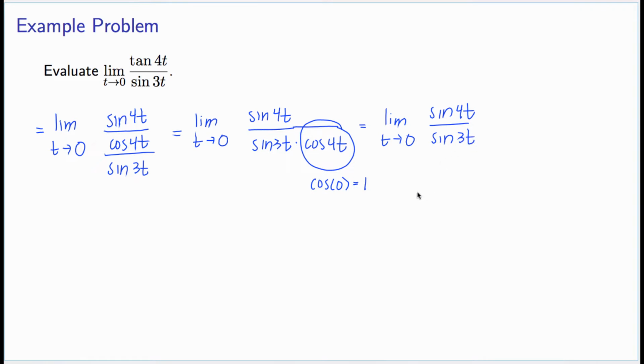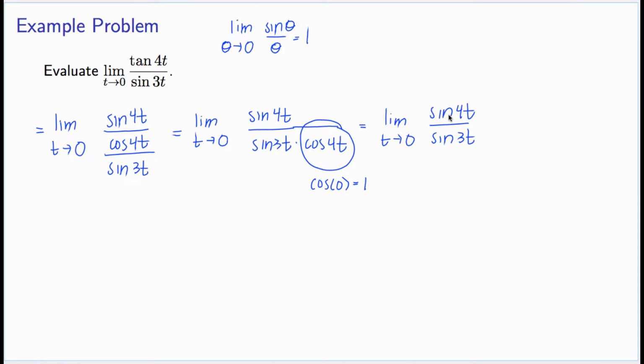So now let's think about what happens as t goes to 0. As t goes to 0, sine of 4t goes to sine of 0 or 0, and sine of 3t goes to sine of 0 or 0. So this is going to 0 over 0. We don't know what that is, so we'll need to continue working, ideally, if we can, using our fact that the limit as theta goes to 0 of sine theta over theta is equal to 1. So now let's proceed like we did in our previous problems.